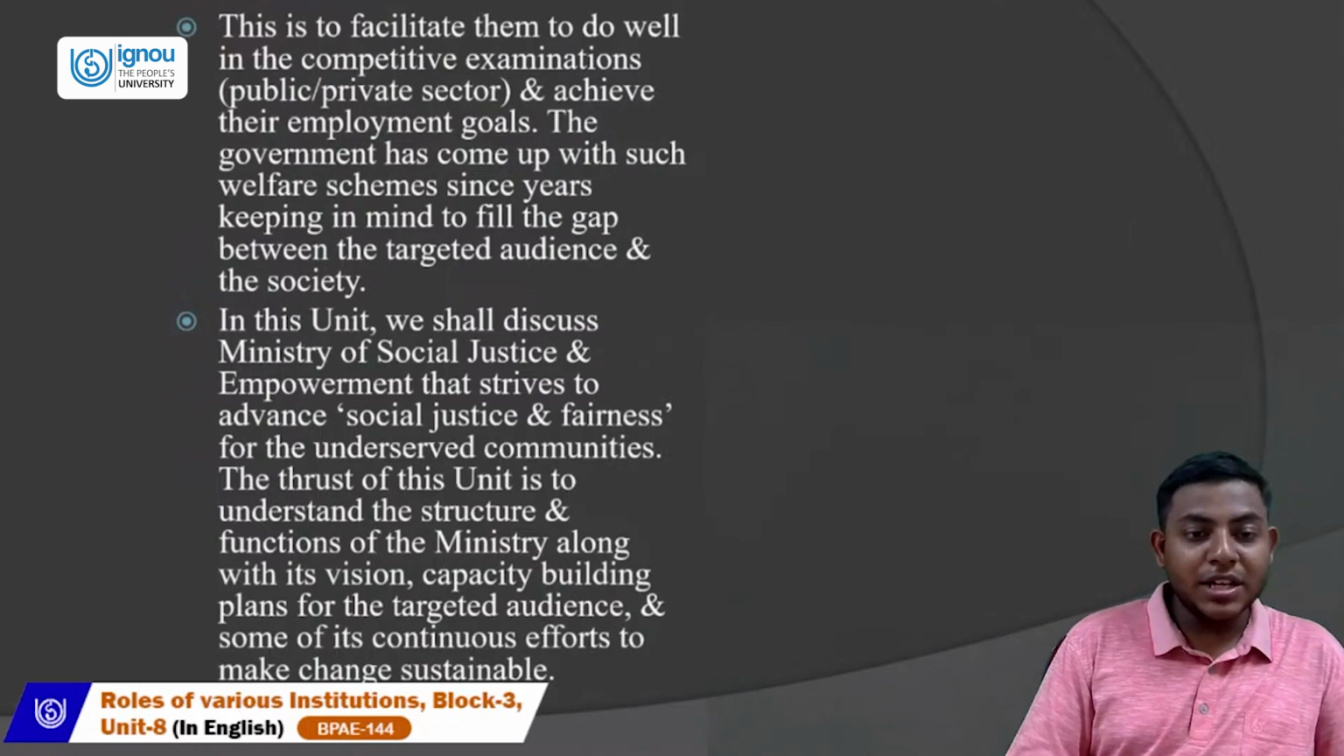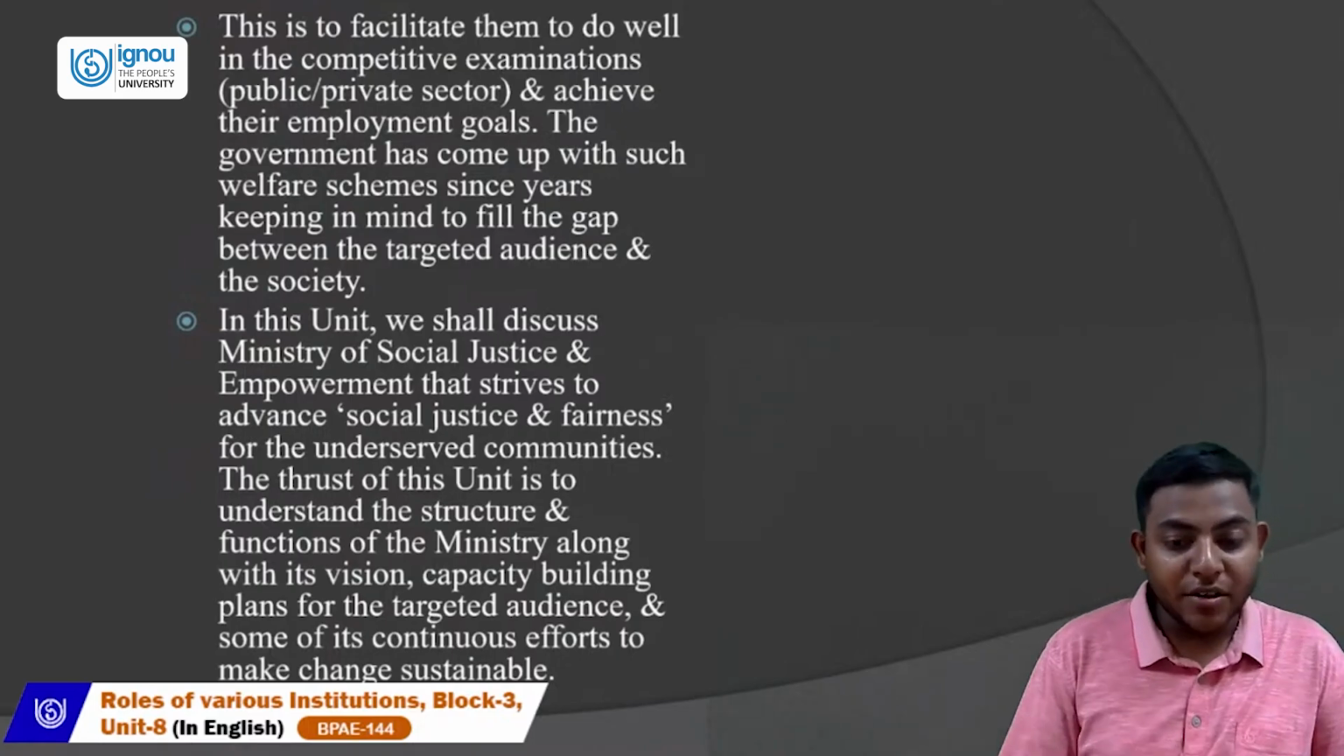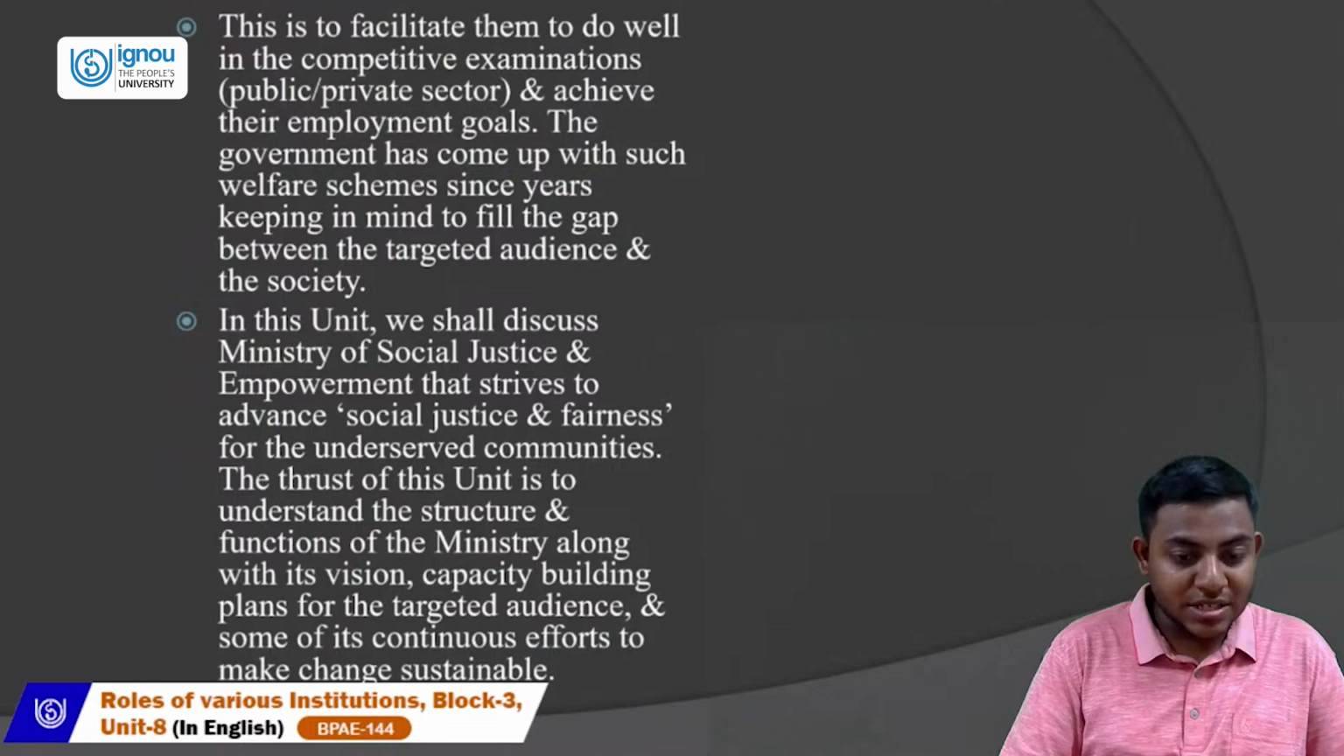In this unit, we shall discuss the Ministry of Social Justice and Empowerment that strives to advance social justice and fairness for the underserved communities. The thrust of this unit is to understand the structure and functions of the ministry along with its vision, capacity building plans for the targeted audience, and some of its continuous efforts to make change sustainable.